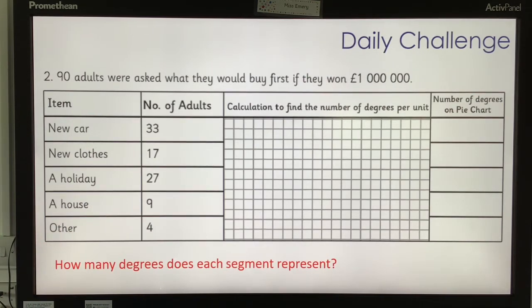So, we're not doing the pie charts at all today. You're not converting it into a pie chart. You're just working out how many degrees each piece of data is worth. So here is the one for you to do yourself. 90 adults were asked what they would first buy if they won £1 million. 33 adults said a new car, 17 said new clothes, 27 said a holiday, 9 said a house, and 4 said other. So I need you to work out how many degrees would represent each adult. Think about how to do that. Pause the video and have a go.